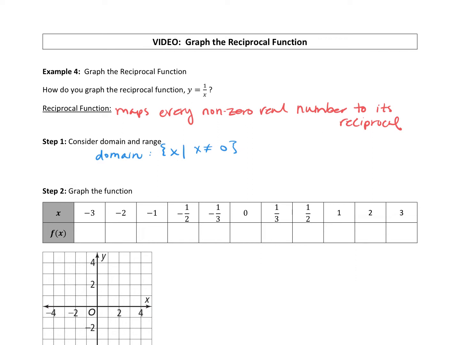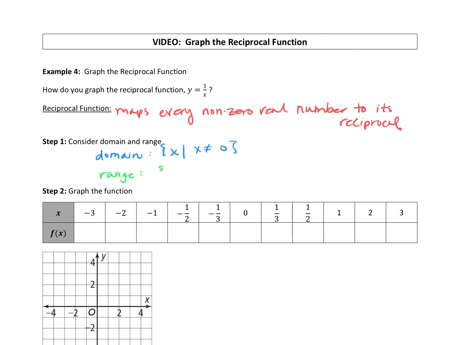Because if we put in a 0 for x, 1 divided by 0 would make this whole thing undefined. All the other numbers are okay for x. You can divide by positive numbers, you can divide by negative numbers, you can divide by decimals, all of that works out. All right, let's think about the range.